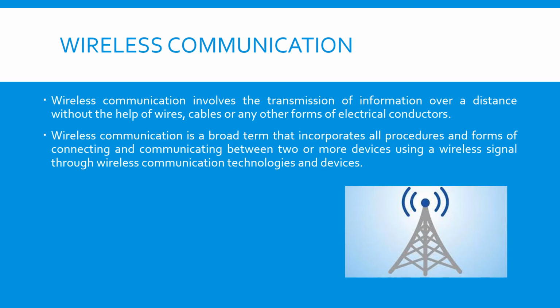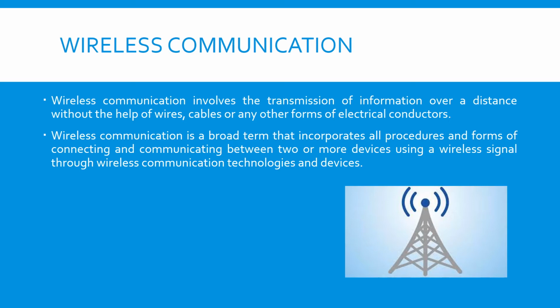So what exactly is wireless communication? Now, wireless communication involves the transmission of information over a distance without the help of wires, cable, or any other form of electrical conductors. So, what basically is a wireless communication? Wireless communication is transfer of information from one system to another system without the help of wires, cables, or any other electrical medium.